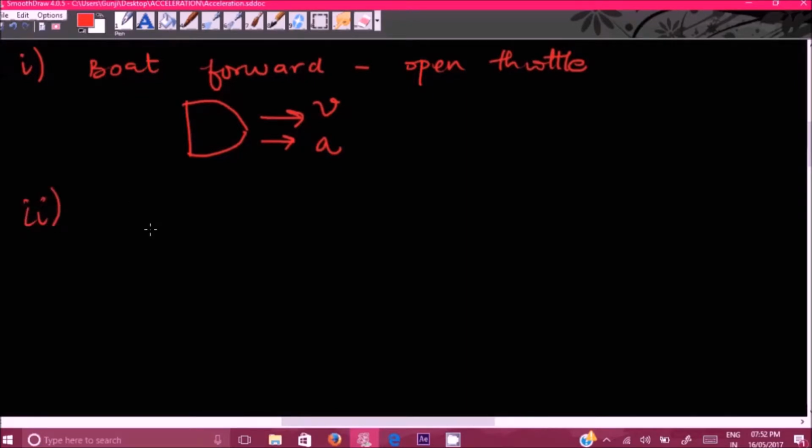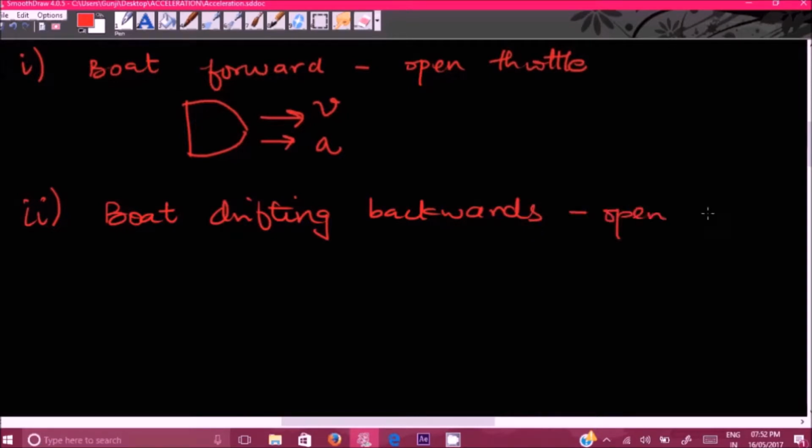Second scenario, the boat is drifting backwards and you open up the throttle. So the boat is drifting backwards. So the velocity vector will point in the backward direction. Open up the throttle. The boat will accelerate in the forward direction only. Why? Because no matter what, the engine always accelerates the boat forward, regardless of what the boat is currently doing.